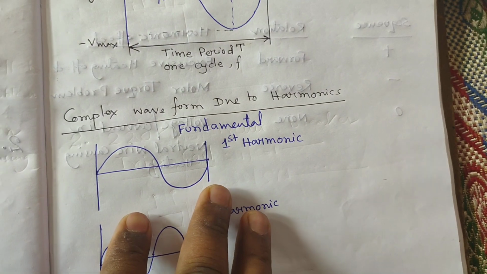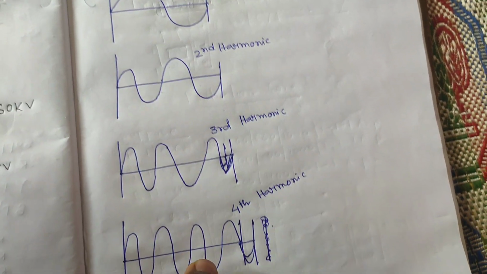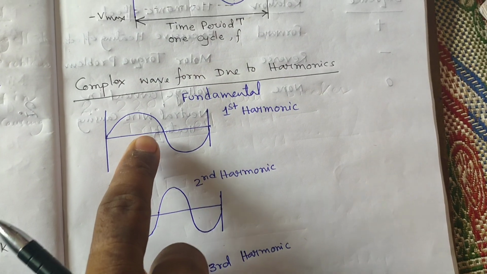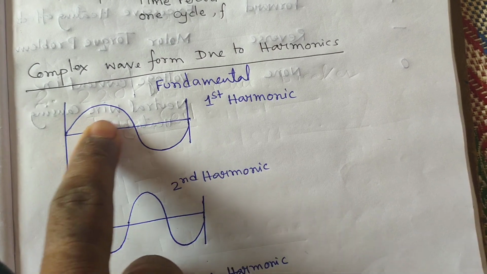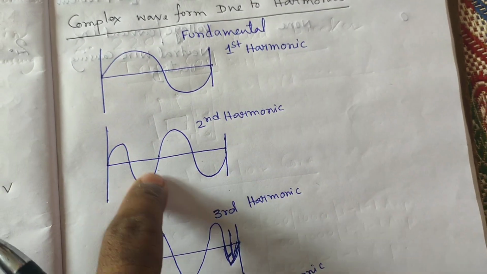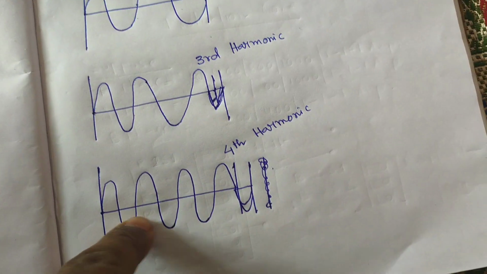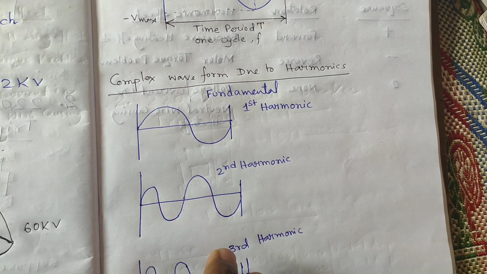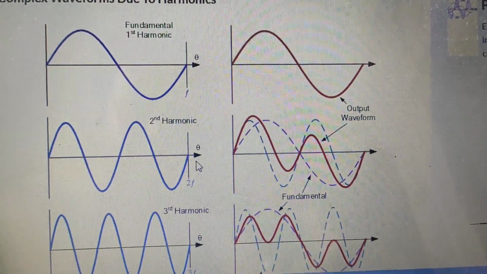So if we discussed the first harmonics, second harmonics, third harmonics and fourth harmonics, then the sinusoidal wave has been distorted like this. This is the first harmonic and this is the second harmonic. This is the third harmonic. This is the fourth harmonic. So this is the generalized form of harmonics formation. This is the complex waveform of the harmonics.